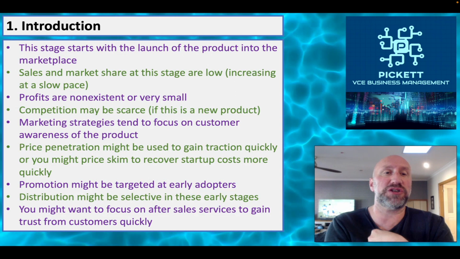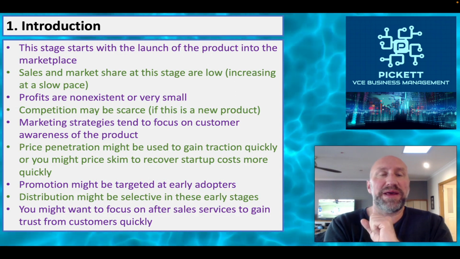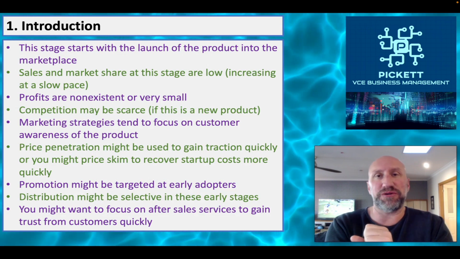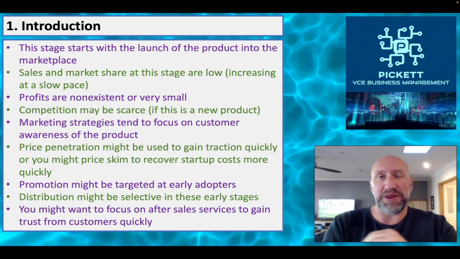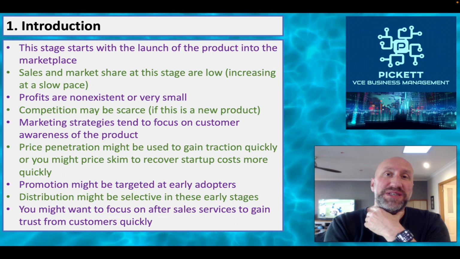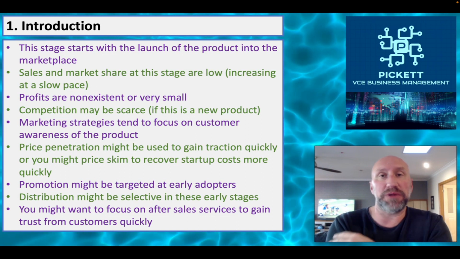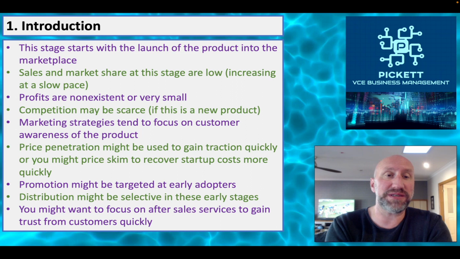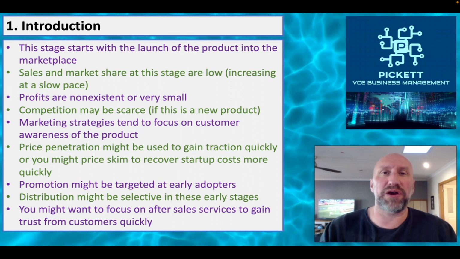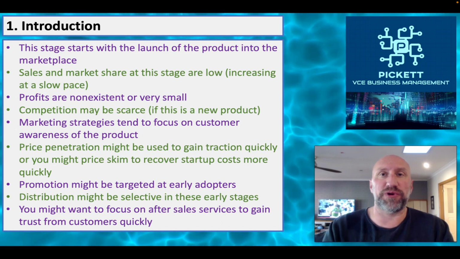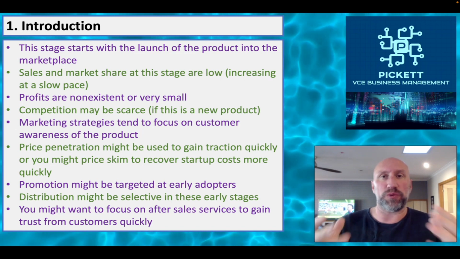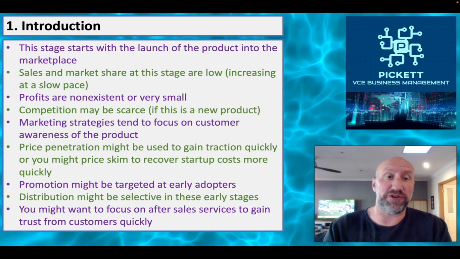First off, introduction. This is where the product is launched into the marketplace. At that point, your sales and your market share are going to be low, and probably increasing at a fairly slow pace initially. Competition is going to be scarce or non-existent if this is a completely new product that you've entered into the marketplace. Your marketing strategies tend to focus on customer awareness, because people aren't aware of this product, particularly if it's a new thing. So your marketing is going to focus on people being aware that this thing exists in the first place.